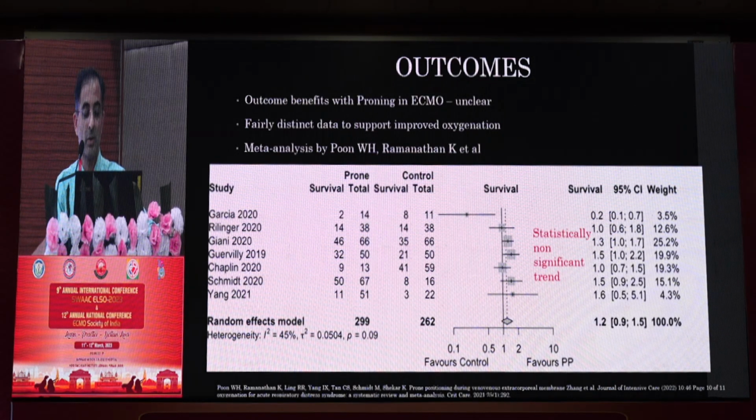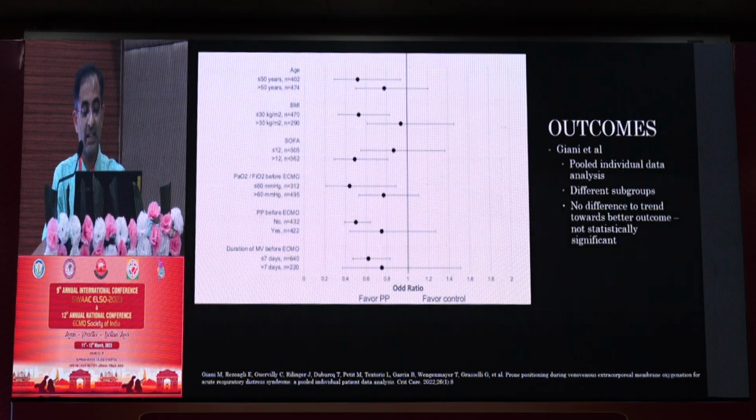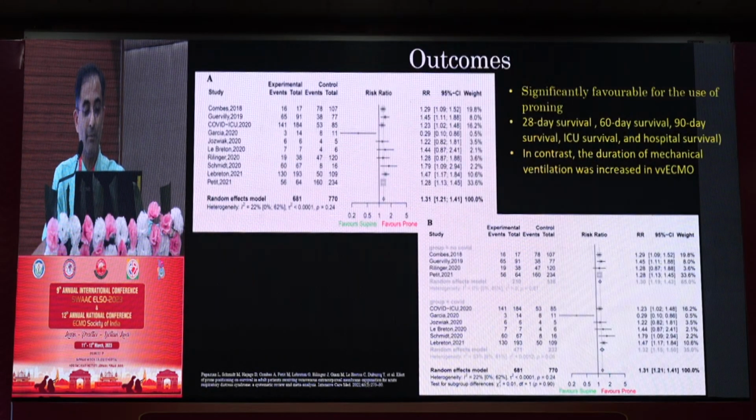There is a trend towards a better outcome in this paper by Dr. Poon and Dr. Ramanathan, who is coincidentally here with us. So this meta-analysis has shown a trend towards a better outcome in patients who are prone with ECMO, which was also replicated in this second meta-analysis, though the method of this meta-analysis was based on pooled individual data analysis, which was a little different from the previous one. But the important thing here again is that there was no statistically significant trend towards the outcome being better.